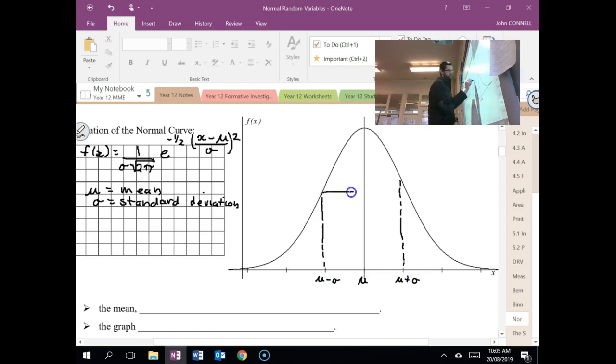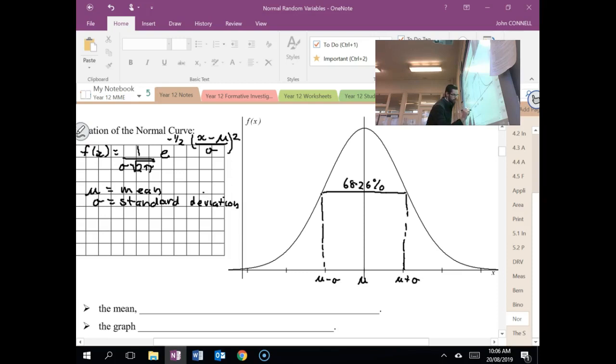And in this range here, we have 68.26% of our data lying there. In other words, if you were to find the area between these two vertical lines here, the area under that would be 0.6826. In other words, it would be 68.26%.